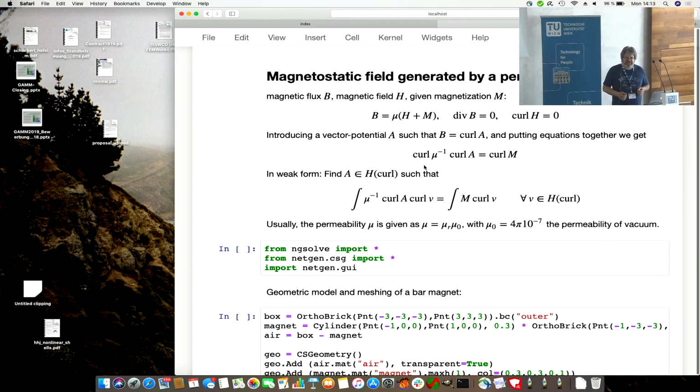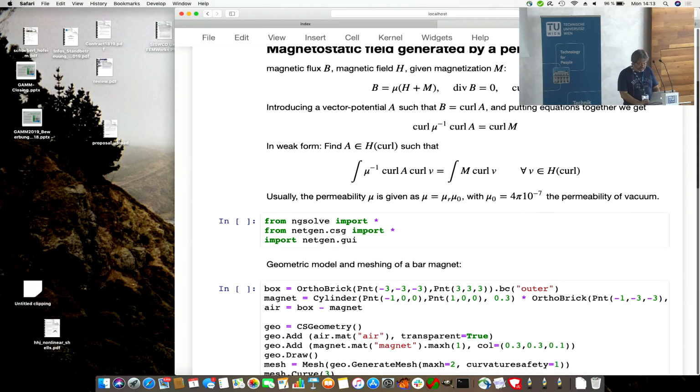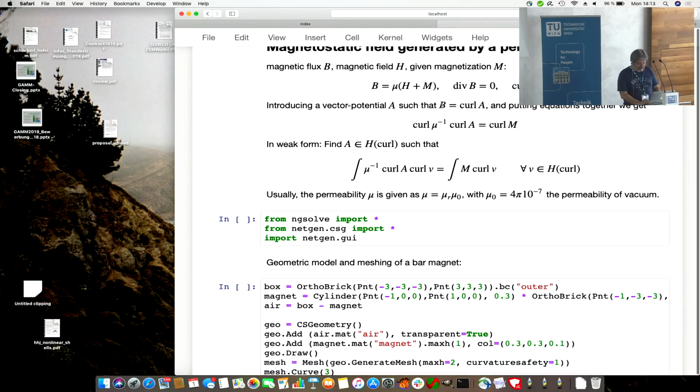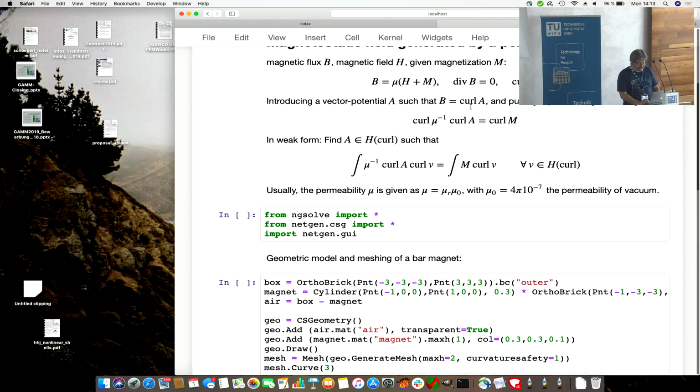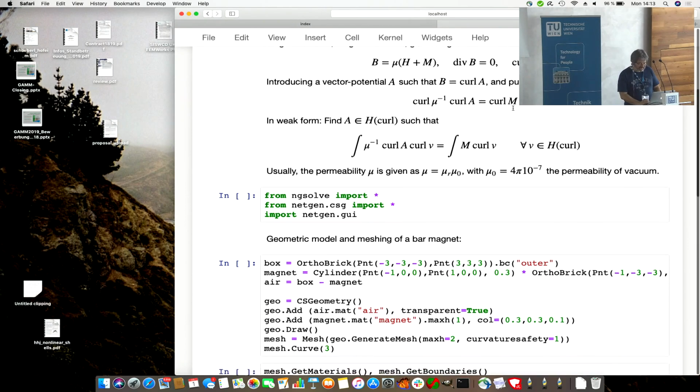Where you give the magnetization field M by a magnet and compute the B field, the H field, via a vector potential formulation. Magnetic flux B is mu times H plus magnetization, divergence free, curl H to be 0. We introduce, as usual, a vector potential, B is curl A, and put equations together, so we get the curl equation, curl A, and curl brought to the right-hand side.